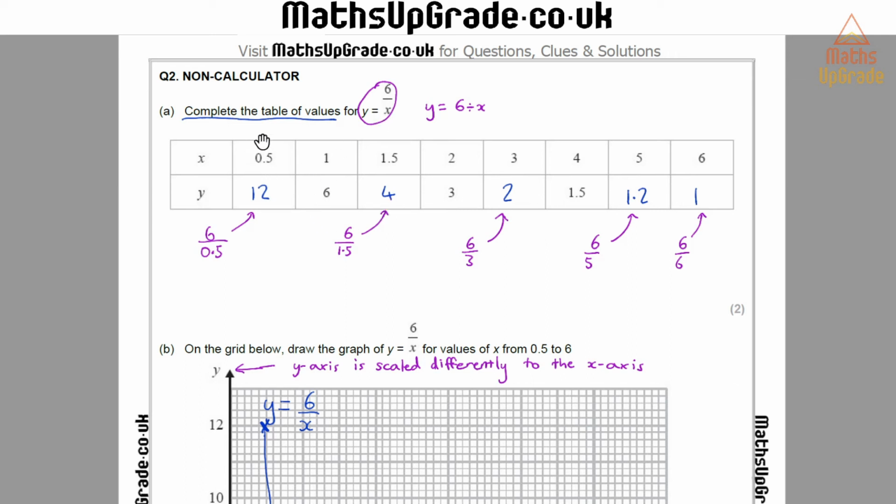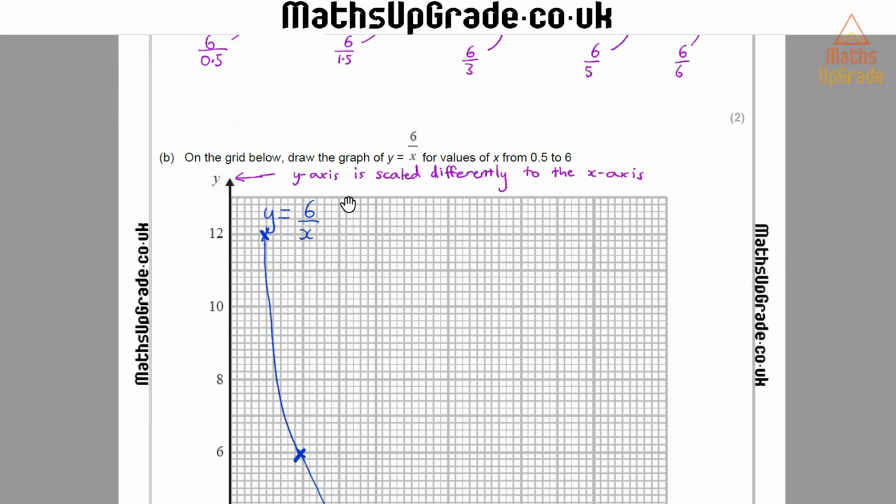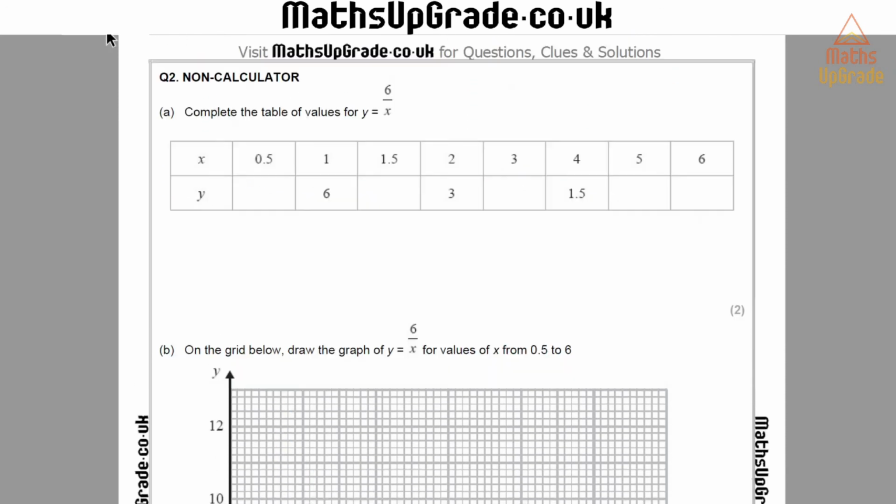And 6 divided by 0.5. Remember, dividing by 0.5 is the same as multiplying by 2. So that there is 12. So now I need to draw the graph. Okay, so I'm drawing the graph.